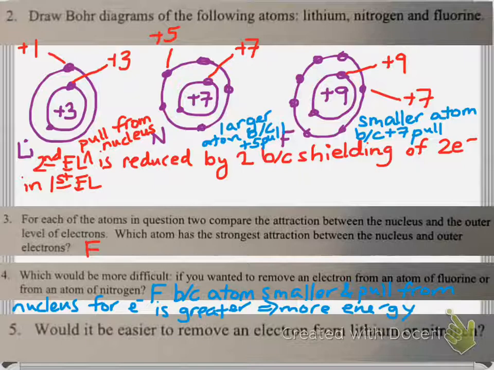So the next question is, would it be easier to remove an electron from lithium or nitrogen? Okay, so again, lithium is the largest atom because it only has a +1 pull. And because it only has a +1 pull compared to the +5 pull from nitrogen for that highest occupied energy level electrons, it would be easier to pull an electron from lithium. So lithium, because the atom is larger, and the pull from the nucleus is smaller.